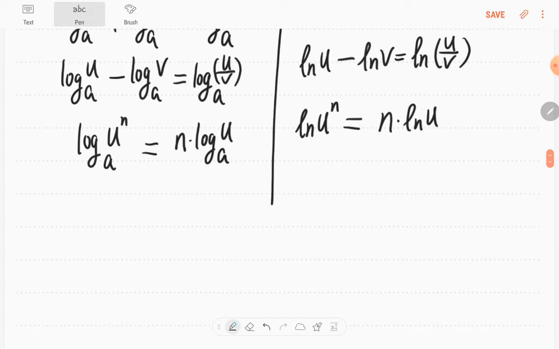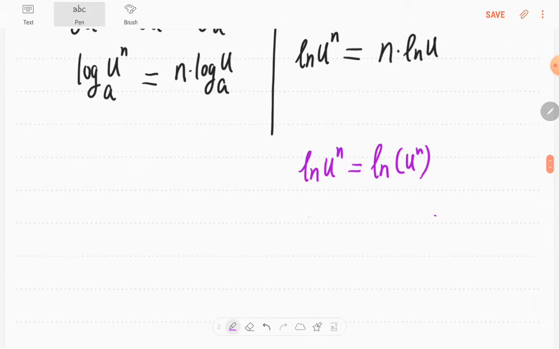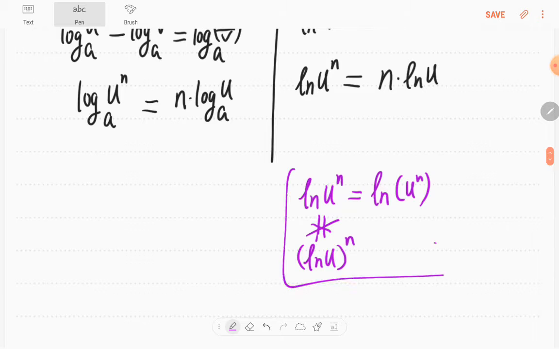Here is one thing I want to mention. In ln u to the n, which means ln of u to the n, the power n is on u, not on the natural log. It's different from ln u as a whole raised to the power n. So they're different. These are some conventions, so you should be careful.